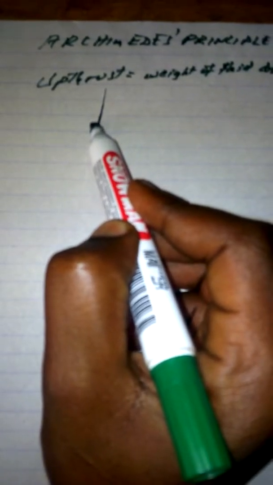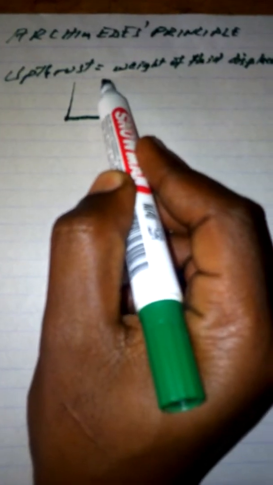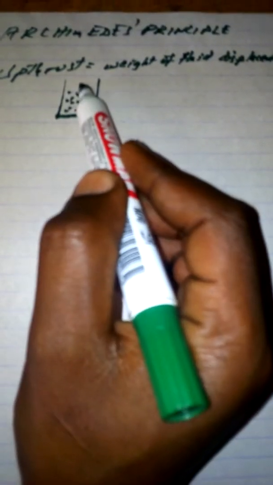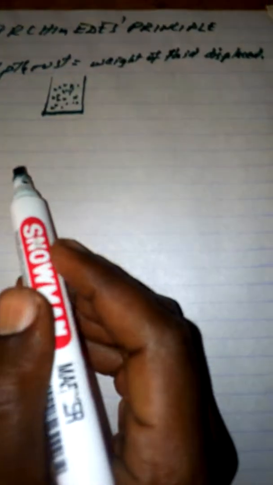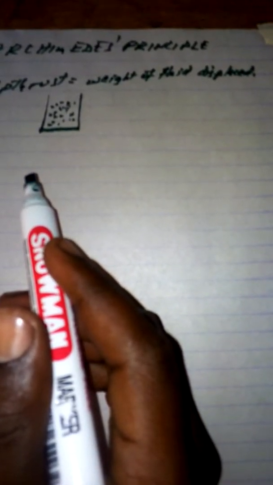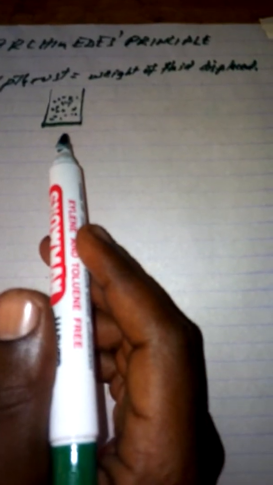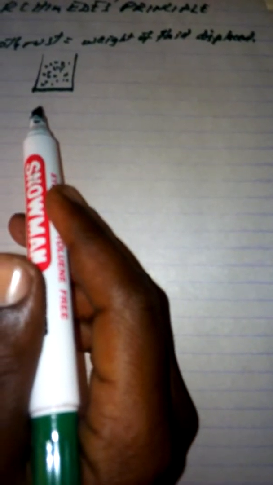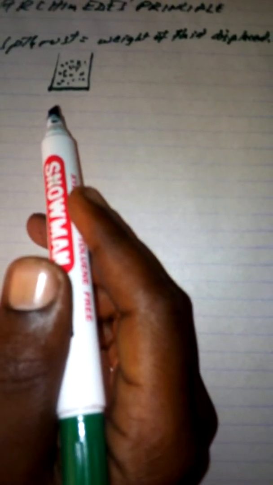So basically to describe this principle, we will consider the following scenario. Assume we have a container or beaker which is full of water. This is the container which is full of water, and basically the pressure of this water depends on height. As the height of the water increases, the pressure also increases.